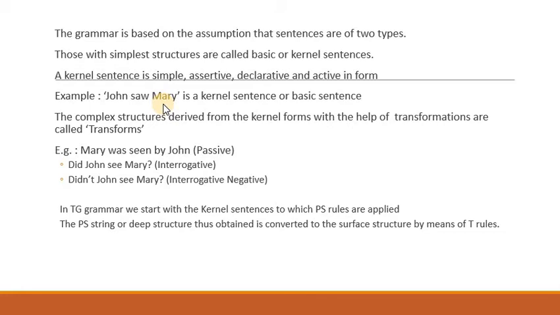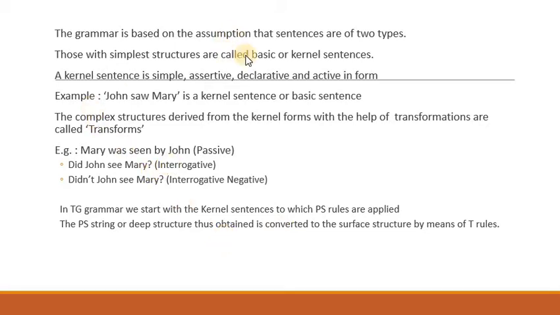Now, complex sentences are derived from the simple kernel form with the help of transformations. And when you derive complex sentences with the help of transformations, we call these complex sentences transforms, right? Not transformations. Previously I said transformations. So when complex sentences are derived from kernel forms, or from basic forms, with the help of transformations, they are called transforms.